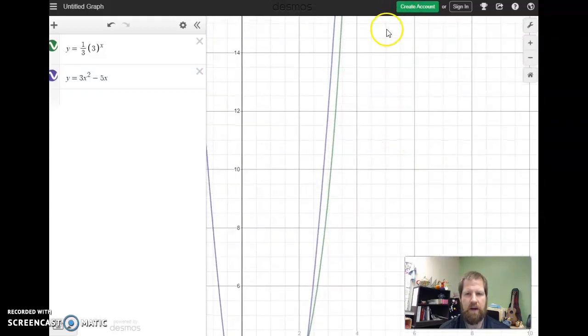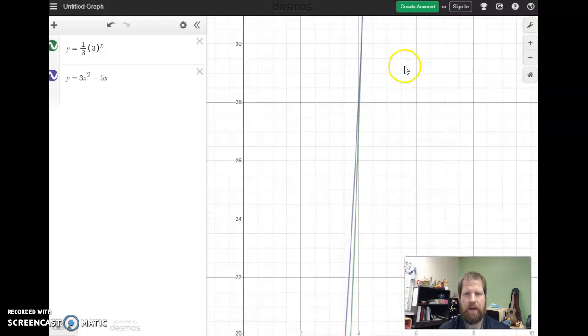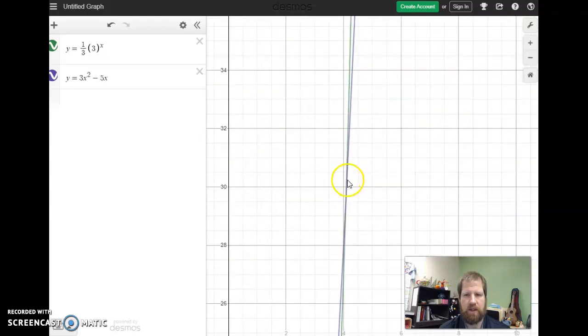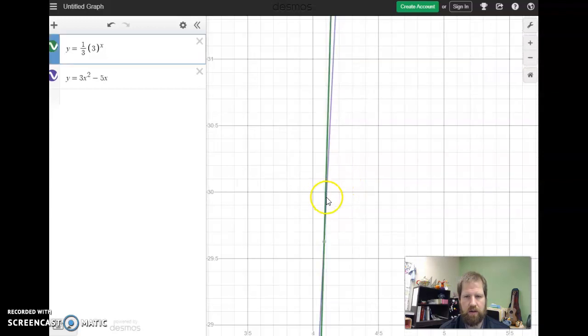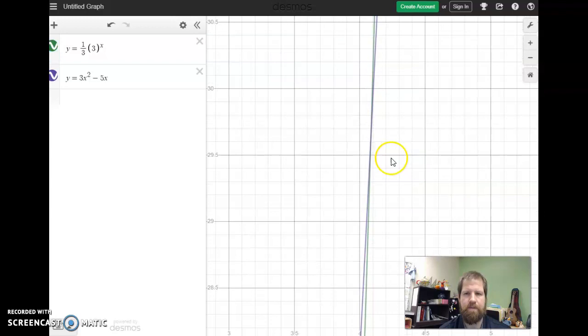But then if I come up enough, they're actually going to cross again somewhere in here, right here, all right, at about 4.30. Okay, they're going to cross again, and then from there on, my exponential is going to trend higher. All right, it's going to be like the better buy, or whatever your situation is.